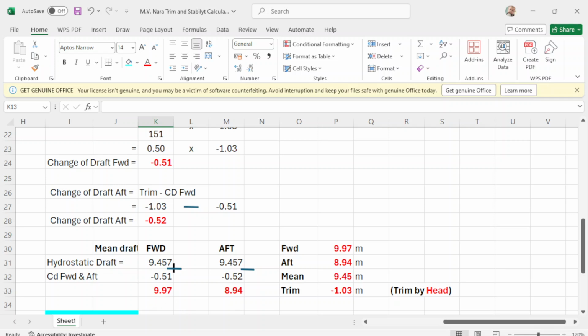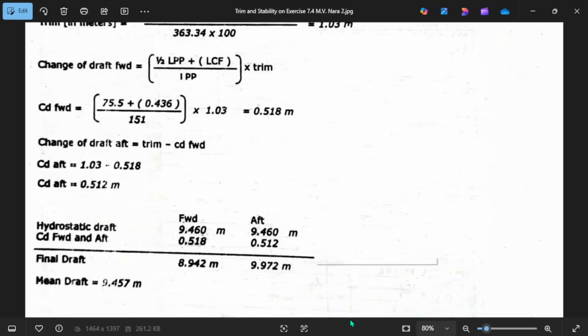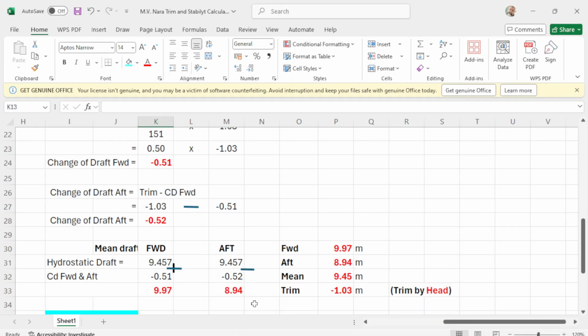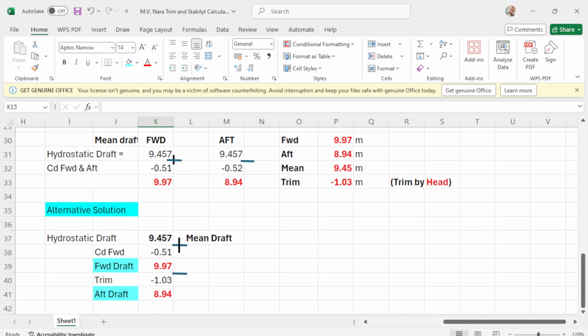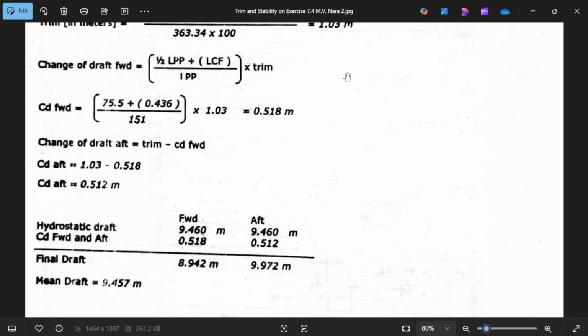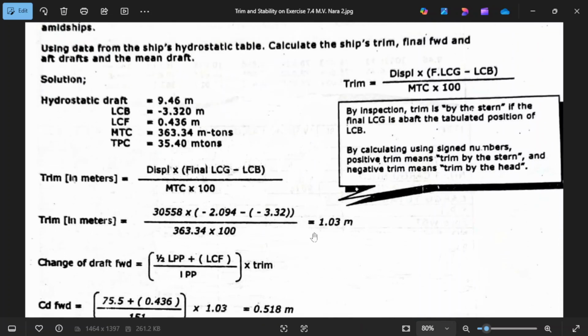9.997. Okay, what did he have? This should be the drop forward, and up should be 8.94. And up is 8.94. It's the other way around. So this is correct, guys, because you are trimmed by the head. That's why it's negative here. Okay. And he put here positive. His trim is positive. That's why you are not trimmed by the stern.